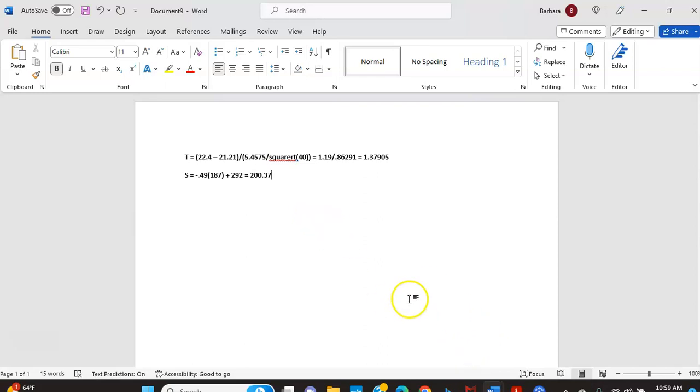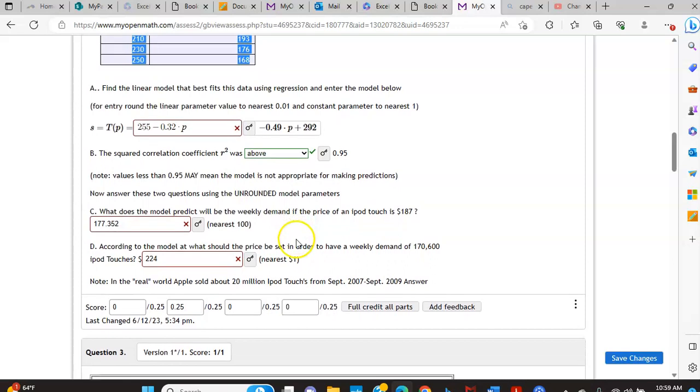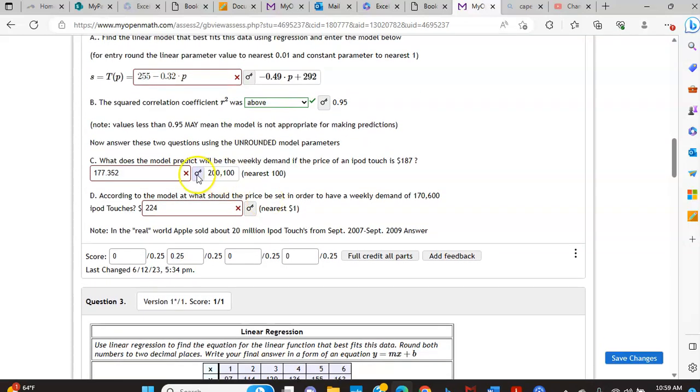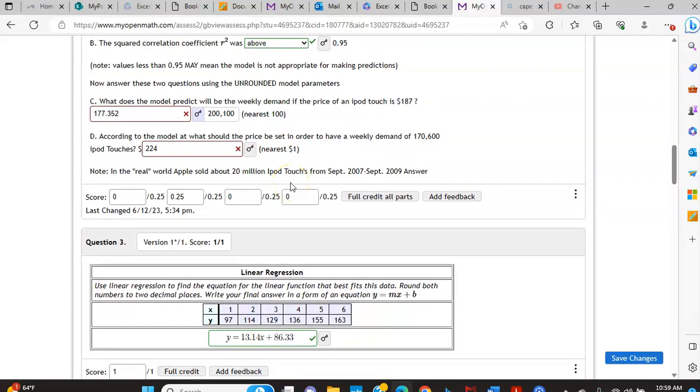Okay, now let's also work the other one. It says to round to the nearest whole number. We got 200.37, so 200 would be the right one. I'm not sure why they've got that 100 there.